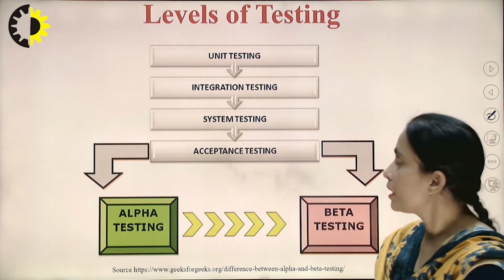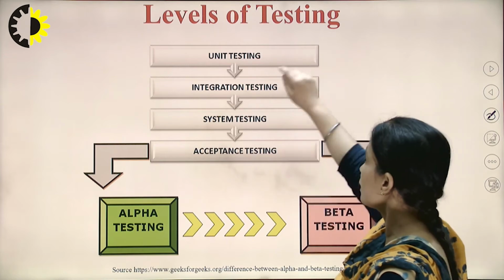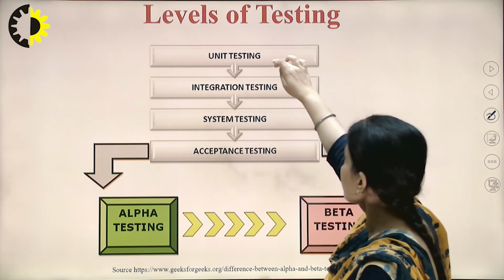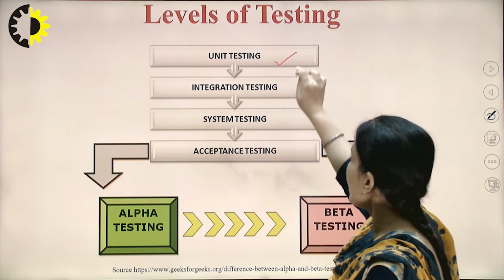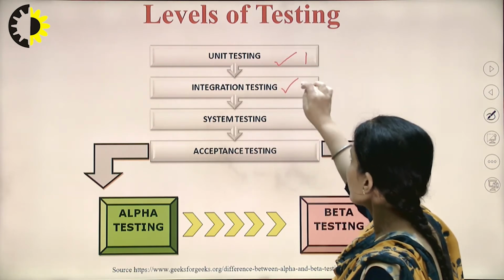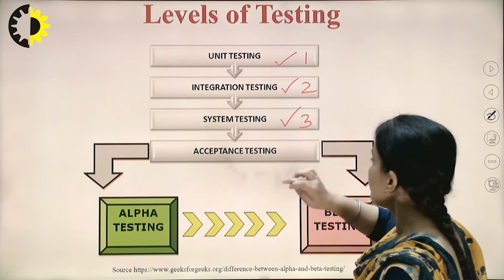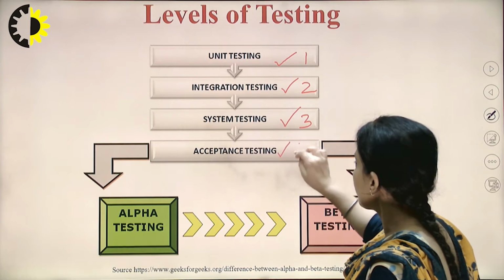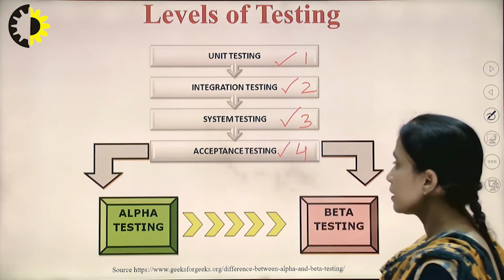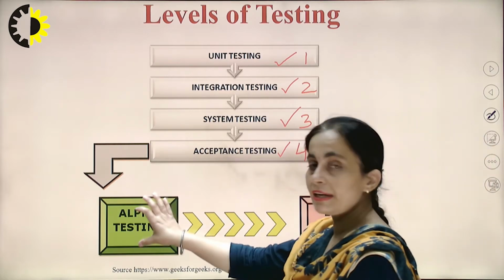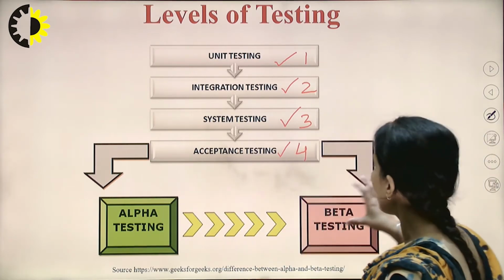If we start from the levels of testing, we start with unit testing, which comes first. Then, second, we proceed to integration testing. Third, we go for system testing, and then finally we proceed to acceptance testing, to see whether our system is being accepted or not, and that can be done through alpha testing or beta testing.